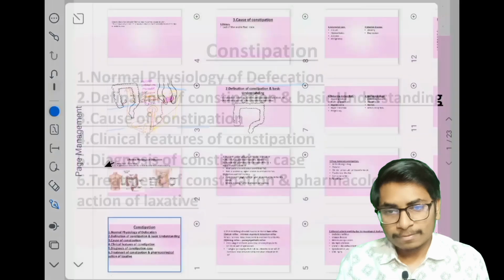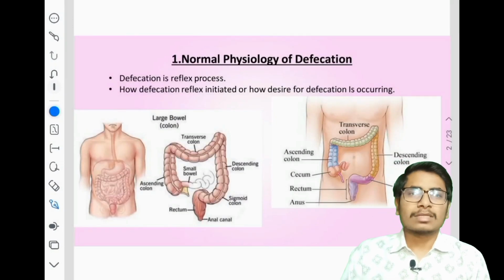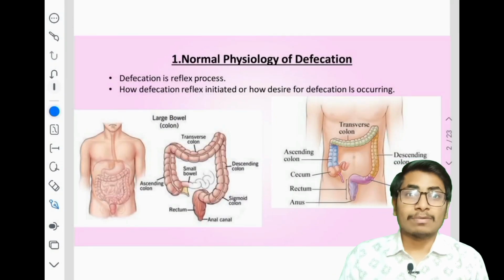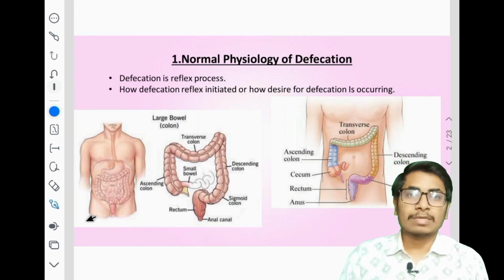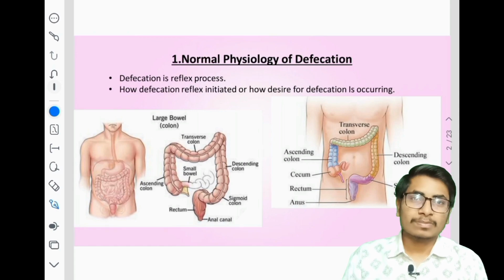So what is defecation? Defecation is defined as evacuation of the bowel through the anus or anal canal, and it is a reflex process. So what is a reflex process?